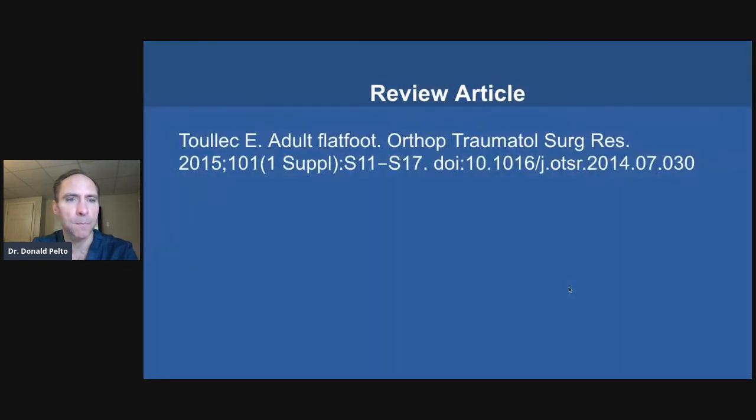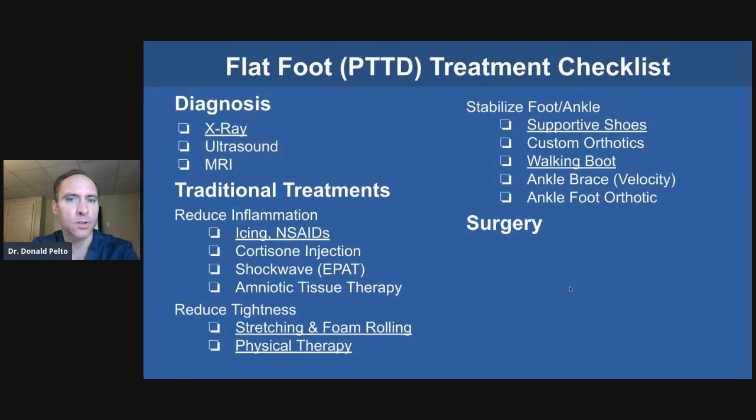Okay. How do you start treating them? Well, you first start with supportive shoes, and then you go kind of into a walking boot. If the tendon, like this posterior tibial tendon, that's what PTTD is, is really inflamed, you put them in a walking boot. I get x-rays.